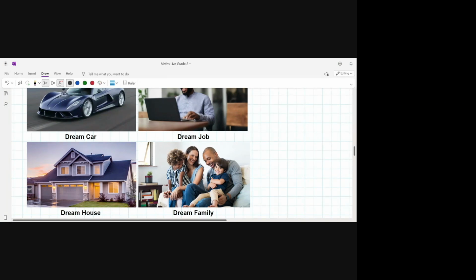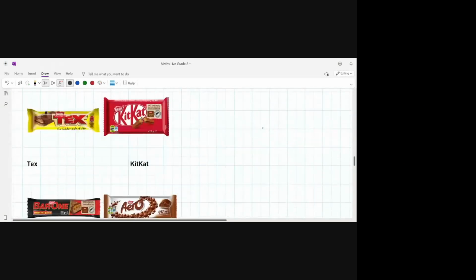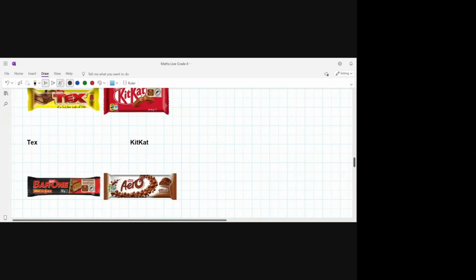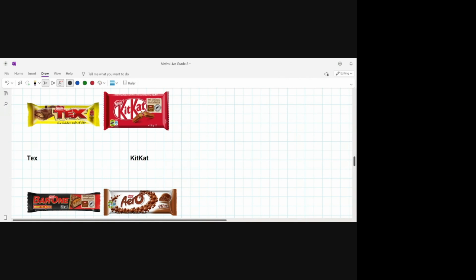Okay, let's try something a little bit easier. Here's a nice easy one. One of these has to go. And personally, I can't get rid of Kit Kat. I love Kit Kat with everything in my heart. I can't even, because I love it so much. Let me ask Kaylee. Kaylee, which one would you get rid of?